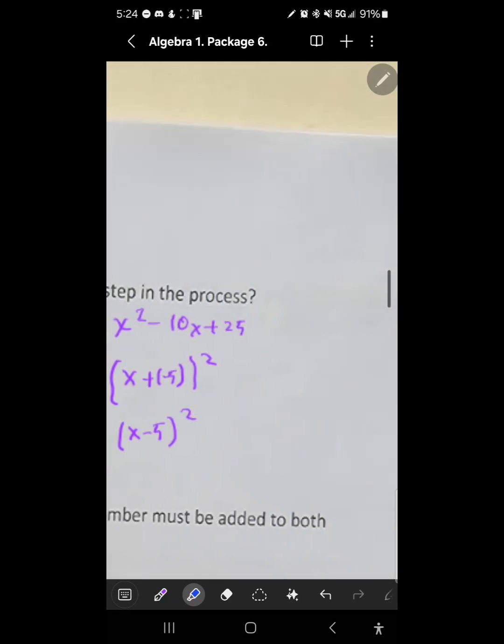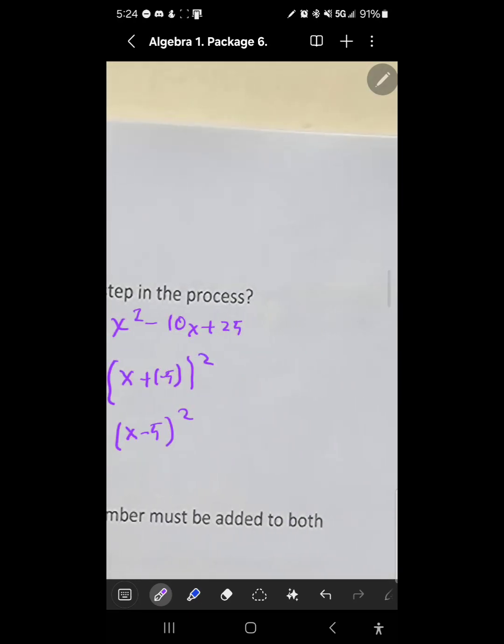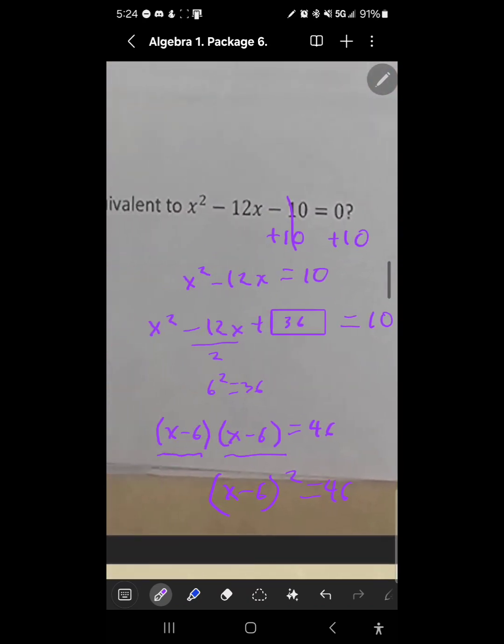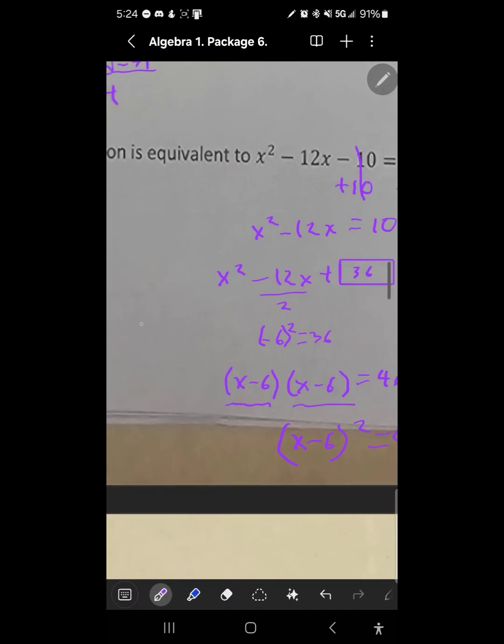So here I just didn't do the factoring. You can always do the factoring process, but you always get that answer. So we have negative 12 divided by 2, that's negative 6. And then we got x minus 6 squared, which is the same as saying x plus negative 6, all squared. It's just the exact same.